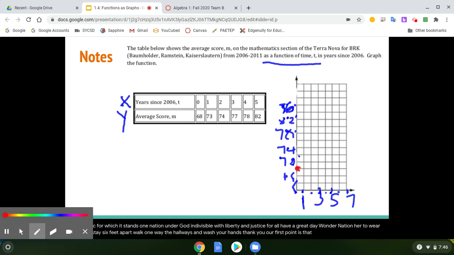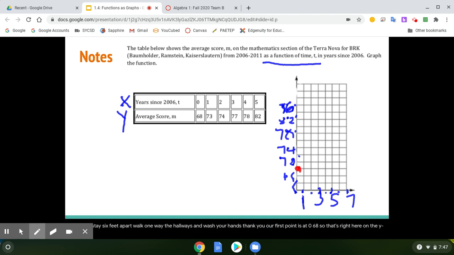Our first point is at 0, 68, so that's right here on the y-axis. Next point, 1, 73, so over 1, and then 73 would be about right there. 2, 74, 3, 77, 4, 78, and 5, 82.